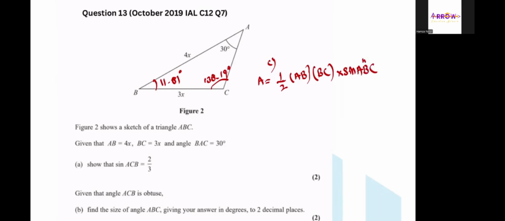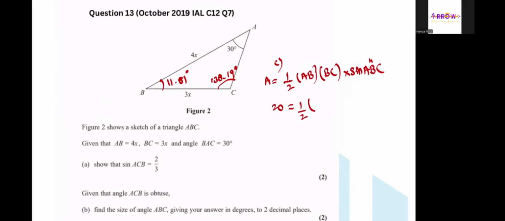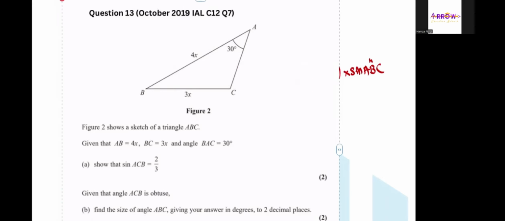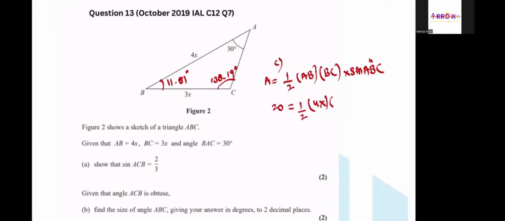All right, so 20 is equal to half multiplied by 4x times 3x multiplied by sine 11.81 degrees.